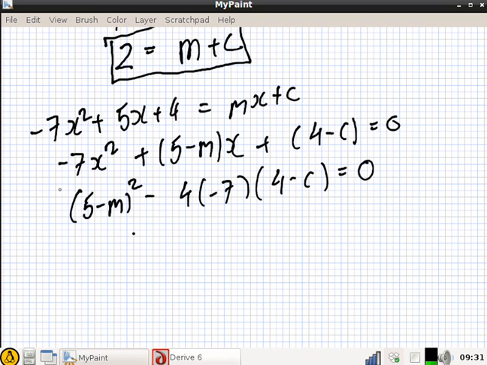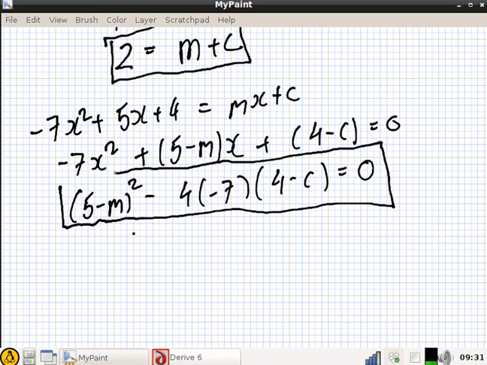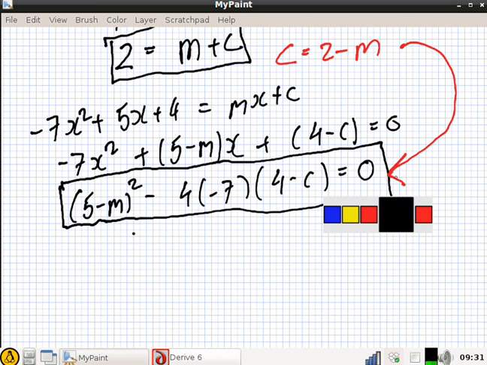Now if you look at the situation, it's not too bad, although it's not as nice as what we had earlier. The situation is we have two equations with two unknowns, m and c. Since we're looking for m, I'll get the c here: c equals 2 minus m, and I'll substitute that in here. Then this will give me a formula for m, which I can solve.